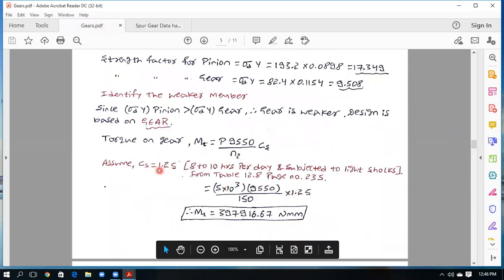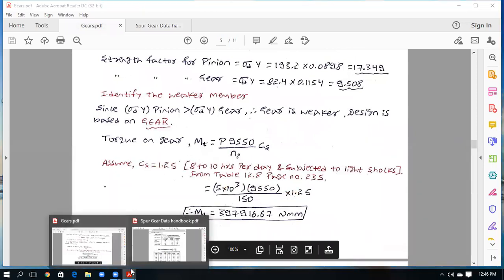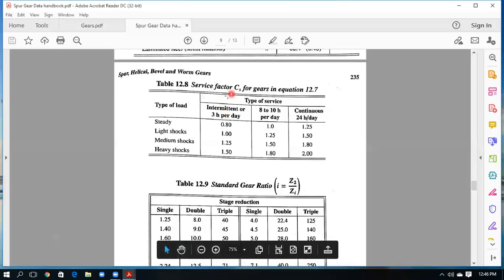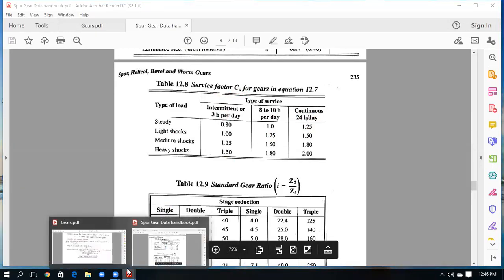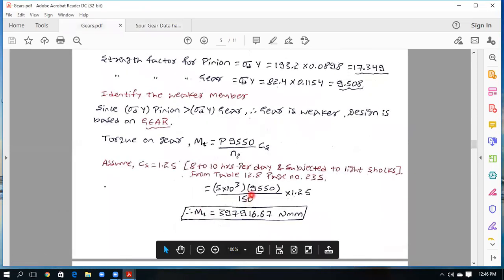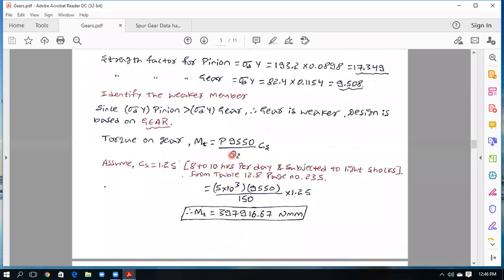Here I have noted down the service factor value. Service factor value is noted as 1.25. After P is given, it is 9 kilowatt: 9 into 10 raised to 3 into 1.25. N2 you have calculated as 150. Substitute that, and from that you will get the torque on the gear.